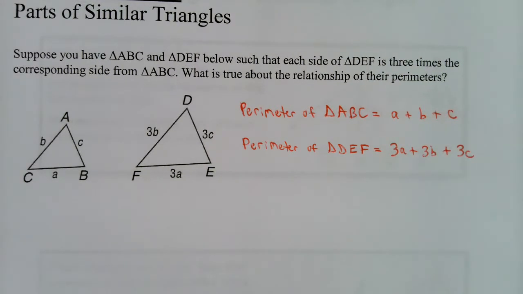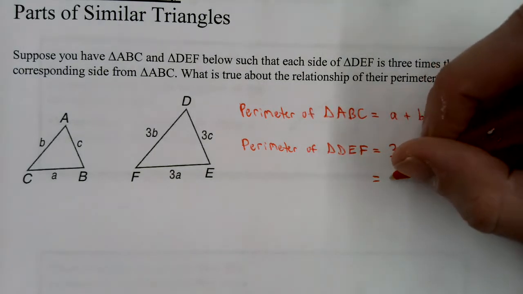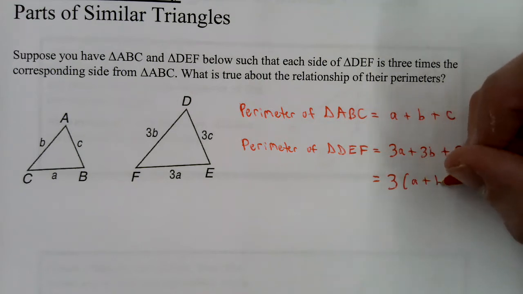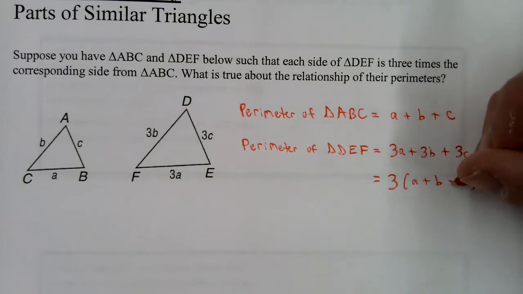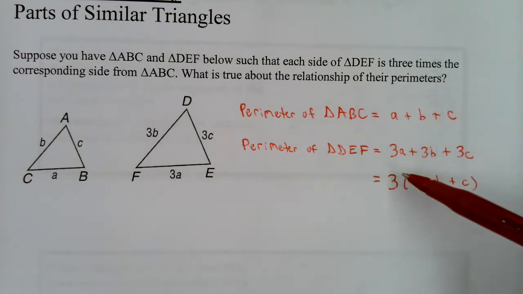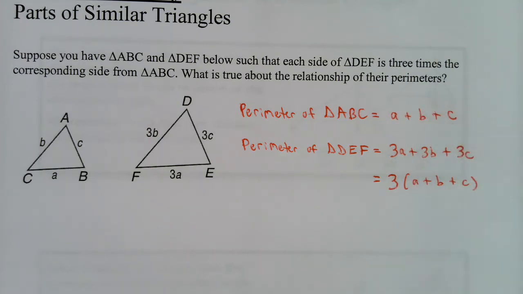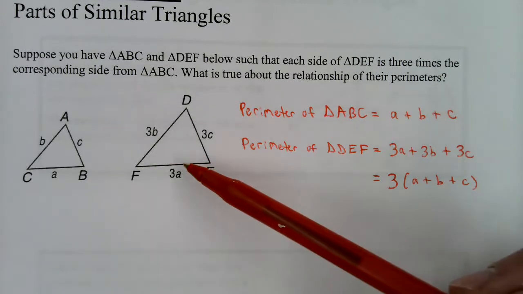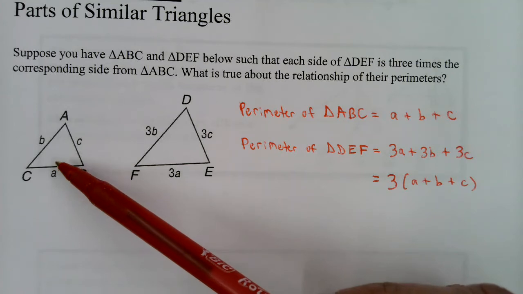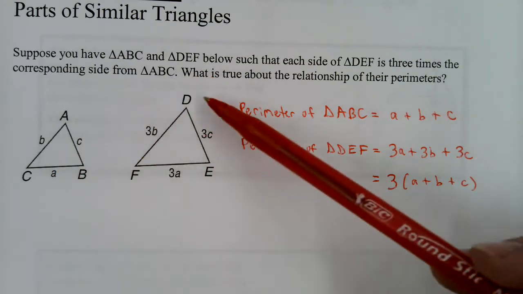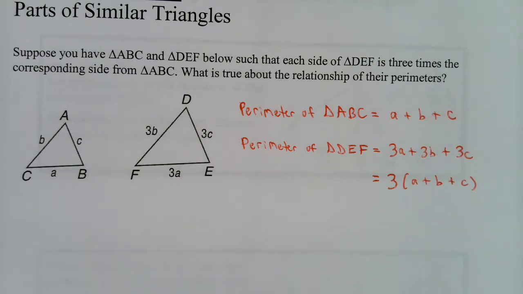Now let's factor out the common factor of 3, and you'll see that after we factor out the 3, what's left in the parentheses is A plus B plus C. And if you notice, that is 3 times the perimeter of the smaller triangle. Okay? So what that means is, if each side from this triangle is 3 times the corresponding sides from this triangle, then the perimeter of this entire triangle is 3 times the perimeter of this triangle.